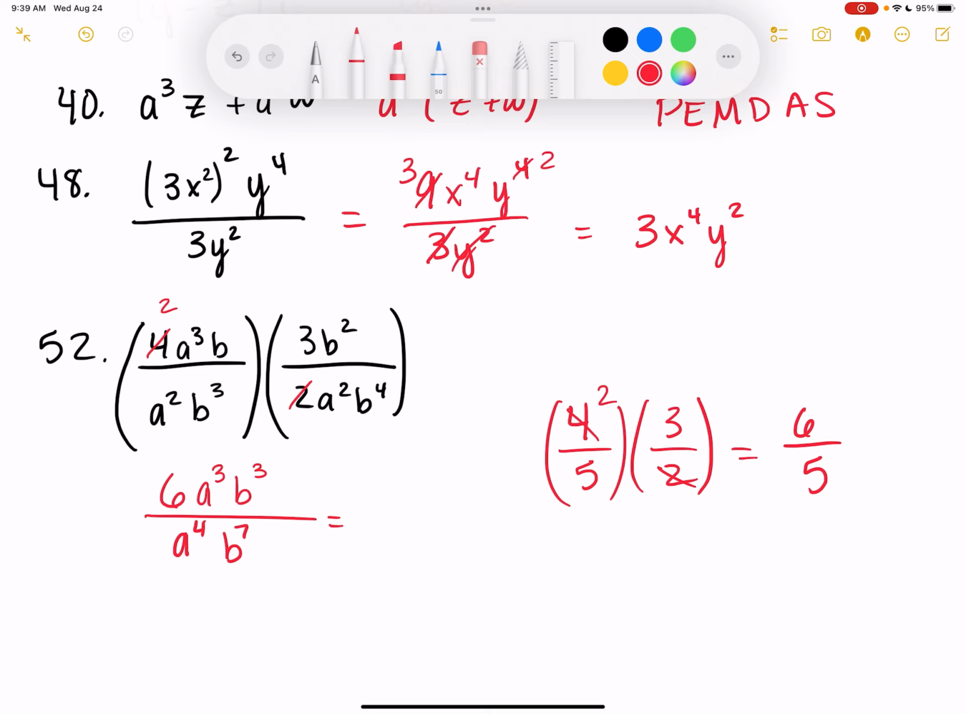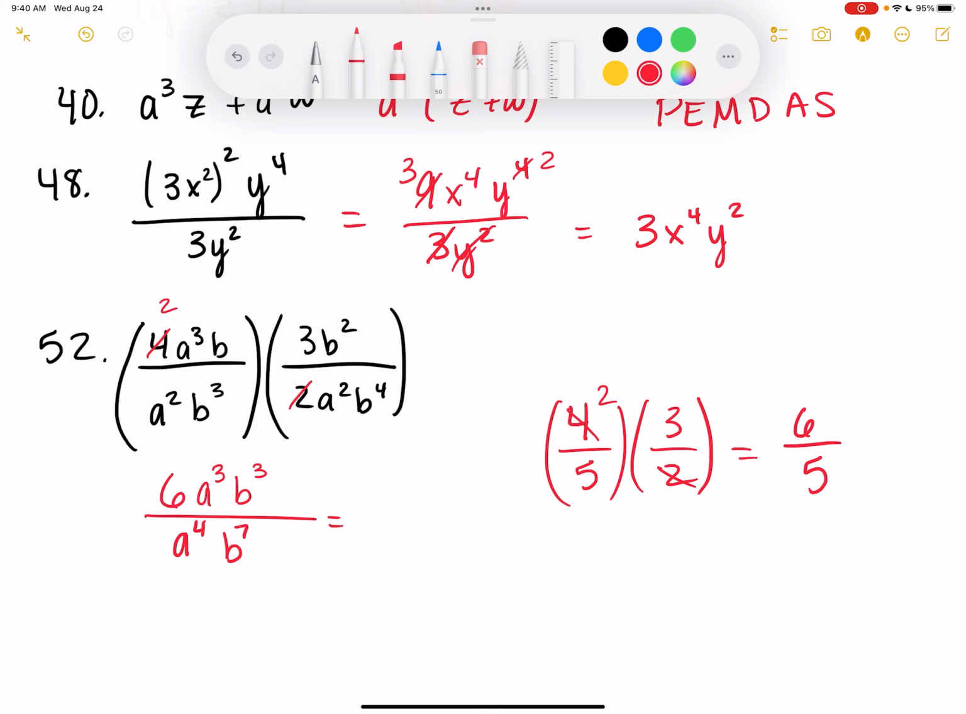Where'd you get the 5 from? Over here? Yeah. Oh, I was just showing how to do the, you can just ignore this now. I was just showing how to think about it because y'all kind of looked like you were really confused when I had two fractions up there with variables in them.